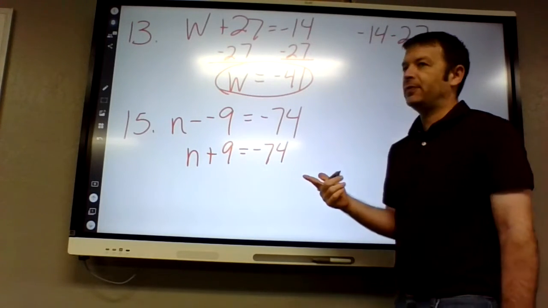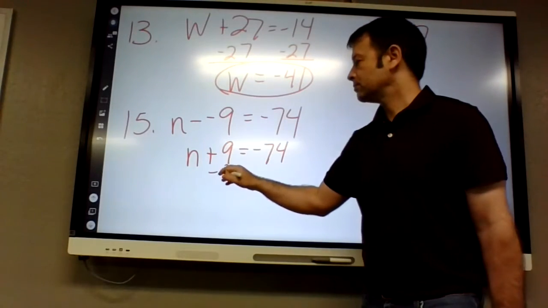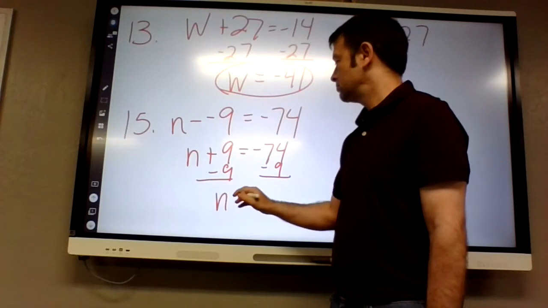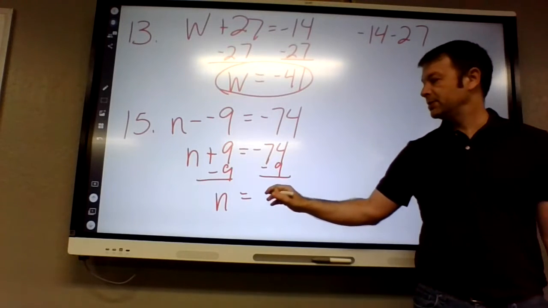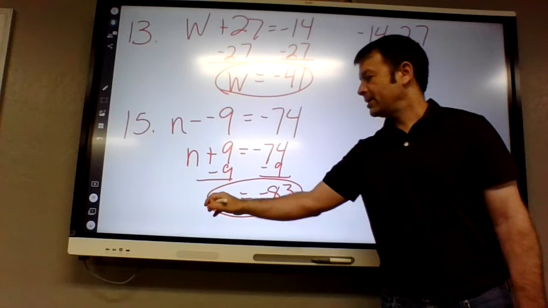So how do we get rid of the plus 9? Minus 9. Negative 74 minus 9. Negative 80. It's kind of like an adding problem.